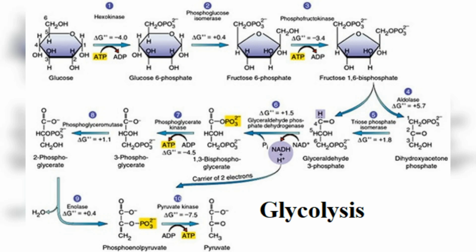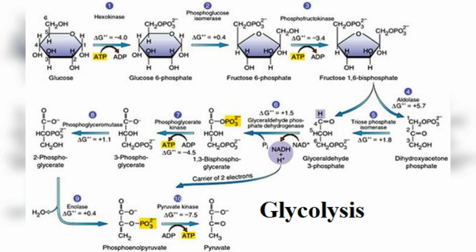Energy investment phase. The first phase of glycolysis, the energy investment phase, requires the input of 2 ATP molecules. In this phase, glucose is converted into fructose 1,6-bisphosphate, a 6-carbon sugar, through a series of enzymatic reactions. The first step in this process is the phosphorylation of glucose by the enzyme hexokinase, which uses 1 molecule of ATP to add a phosphate group to glucose, forming glucose 6-phosphate.